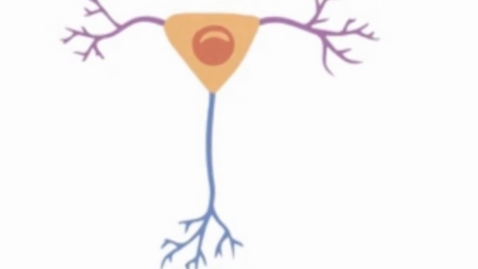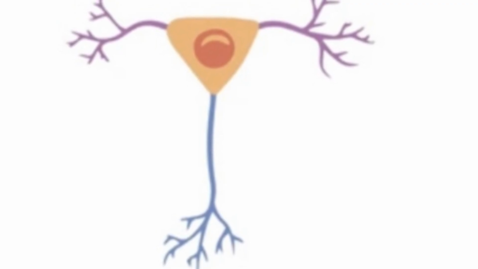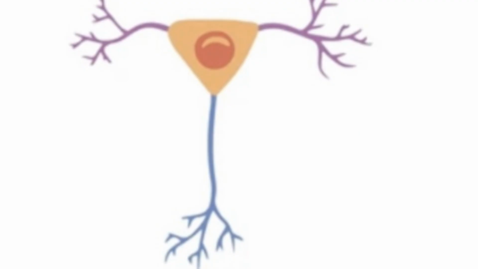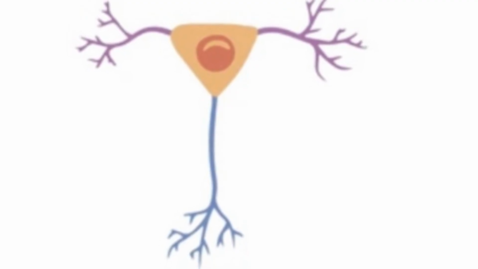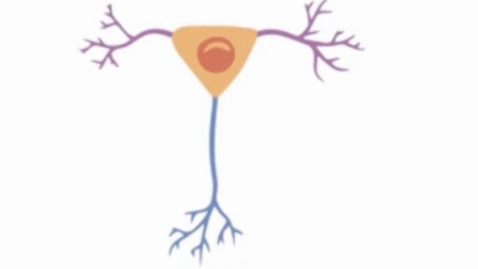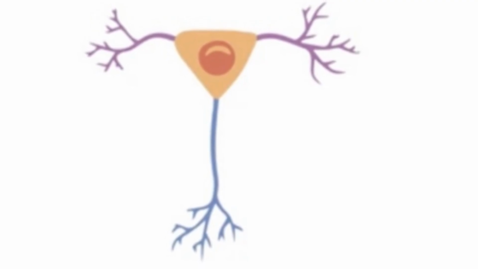Function. Pyramidal cells are the brain's main excitatory cells, sending signals to other neurons to boost activity rather than inhibit it. They are crucial for higher-level brain functions like learning, memory, and motor control. Their dysfunction is linked to neurological disorders such as epilepsy, Alzheimer's disease, and autism.